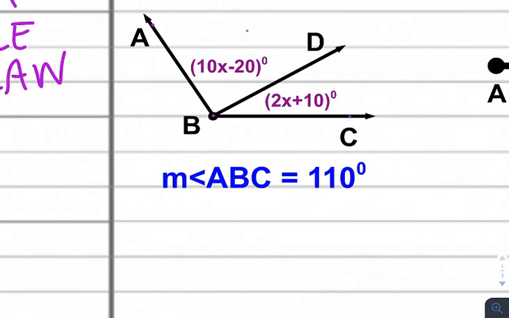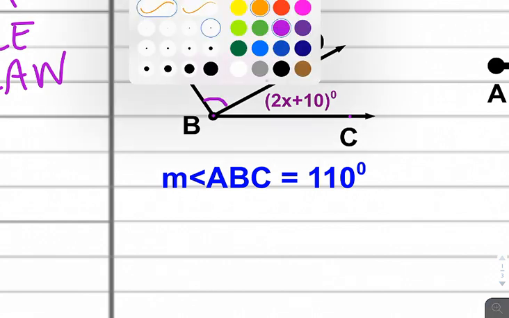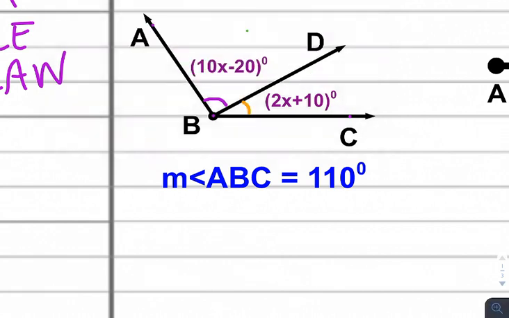Then we have these 2 angles in between. We have this 10x minus 20 degree angle, which is expressed algebraically, but that's not a big deal. And we have this other angle that's 2x plus 10 degrees. But we do know that the entire angle is worth 110 degrees. So from here all the way to here, that's 110 degrees total.